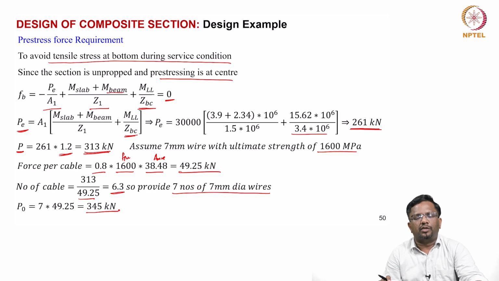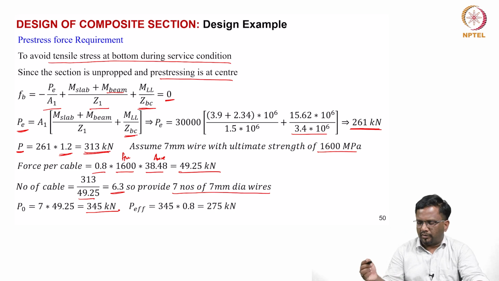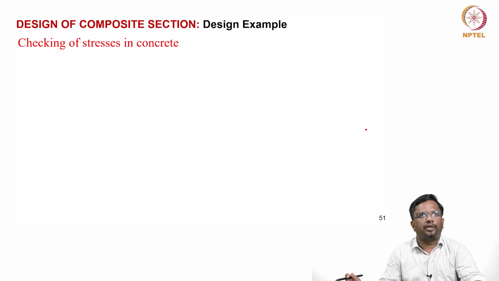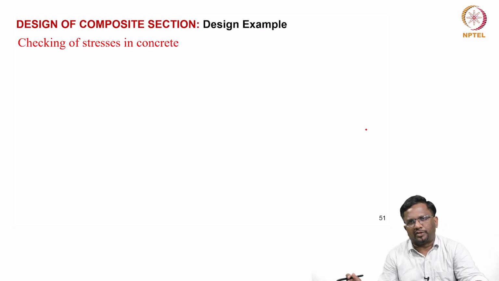Now the stress at the bottom will not get into tension, right? So then the P effective is 0.8, so you get 1275 kilonewton, which is in fact higher than what we have assumed, 261 kilonewton, right? So this is okay. Now we need to check for the stresses in the concrete as well.